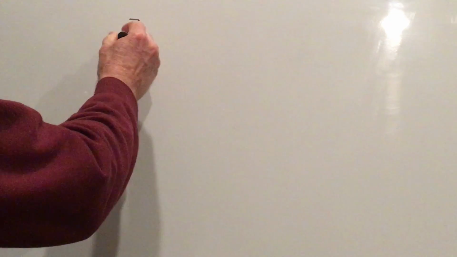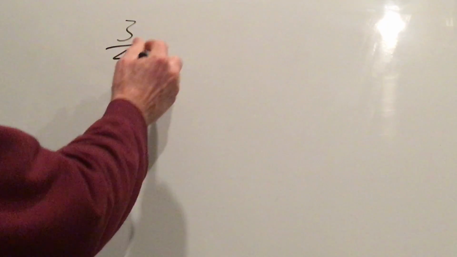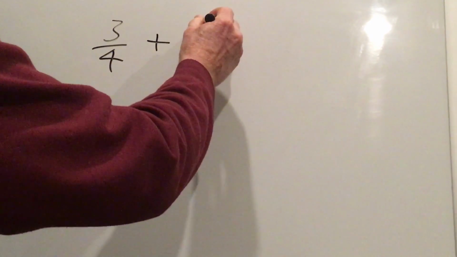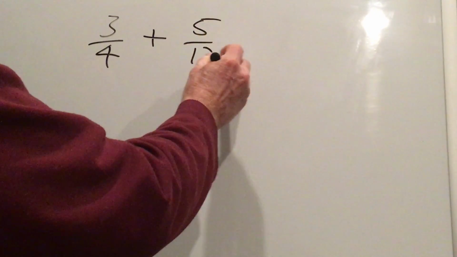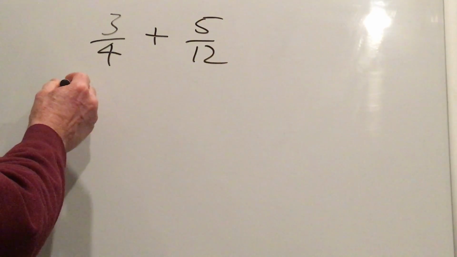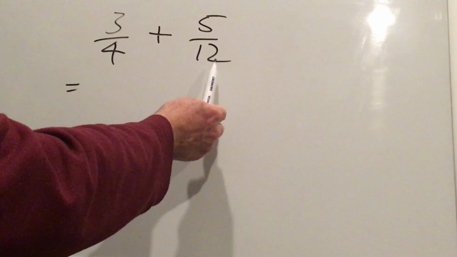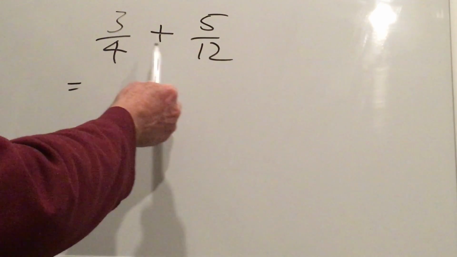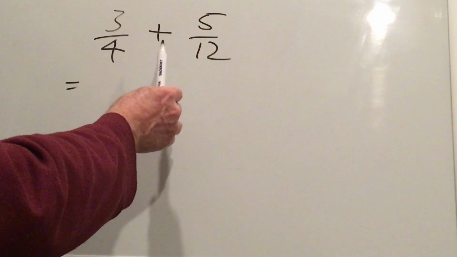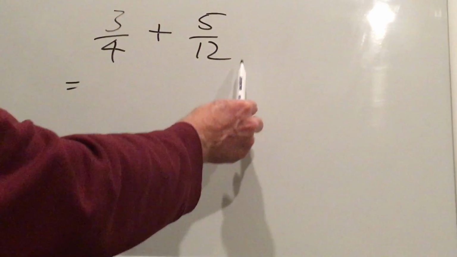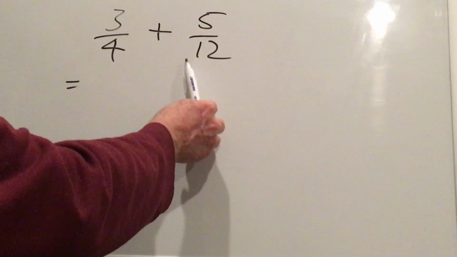What about if I said 3 on 4 plus 5 over 12? What does that equal? Well, again, we have the same problem where the denominators are different. But what will we multiply or change? What could we put everything over so it's over the same thing? Well, normally we aim for the biggest of the denominators, the biggest number.